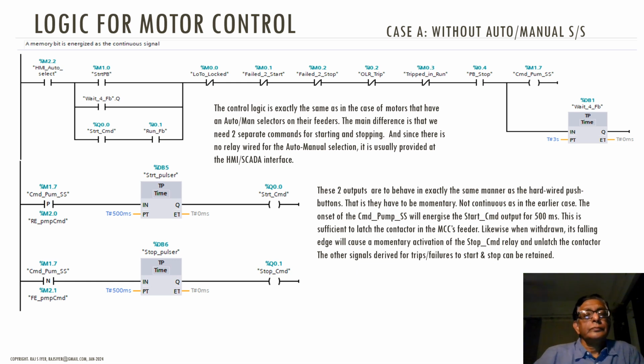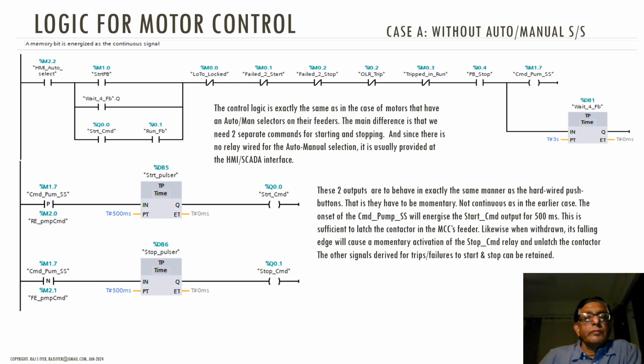The third rung shows the identical mechanism. When this pump has to be turned off, any one of these conditions has to be asserted. For example, let us say the PB stop is pushed, and so this continuous command fails, and on its falling edge, likewise we take a half second pulse timer, and that gives an output which opens the NC contact with the stop command for half a second. That is sufficient to stop the thing.